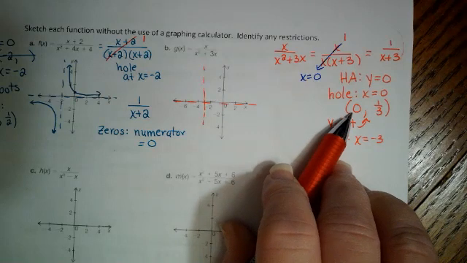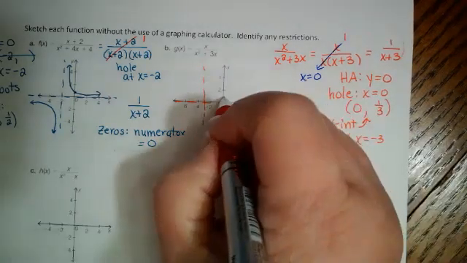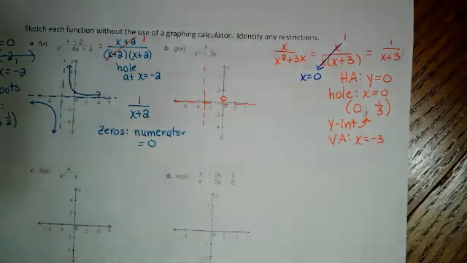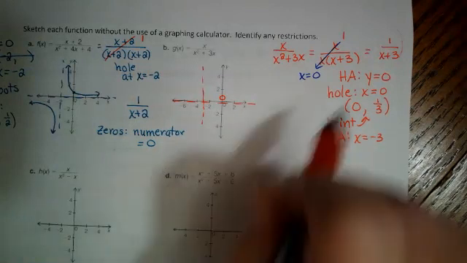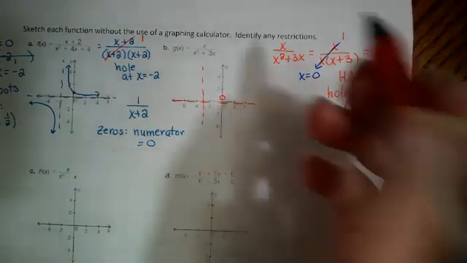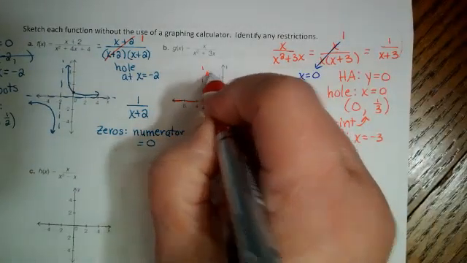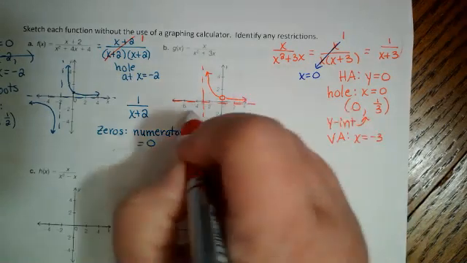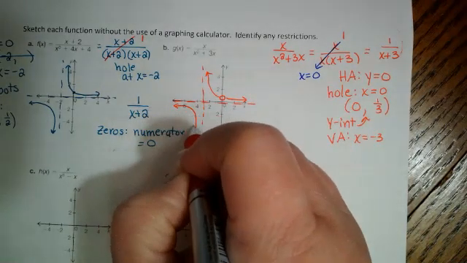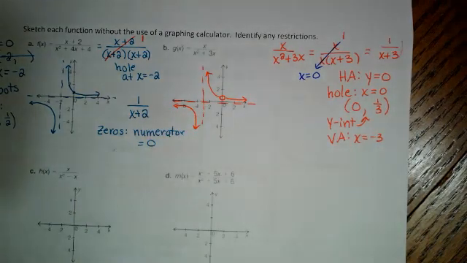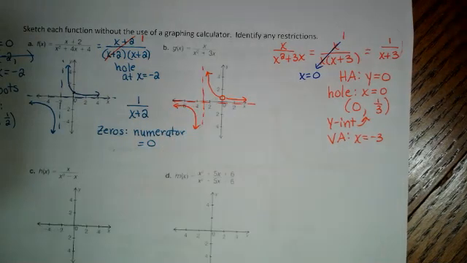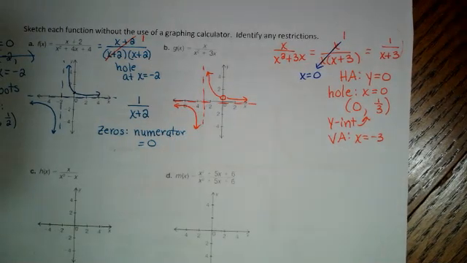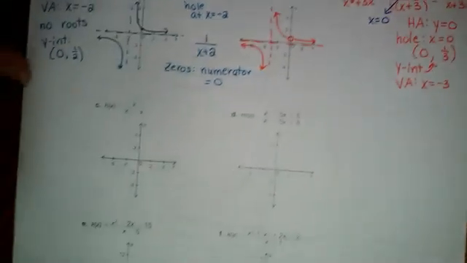So I've got my hole at 0, 1/3. And then I just graph. I know what the graph of 1 over x plus 3 looks like. It looks like this. The only difference is there's a hole. It's undefined at that spot. All right, let's continue.